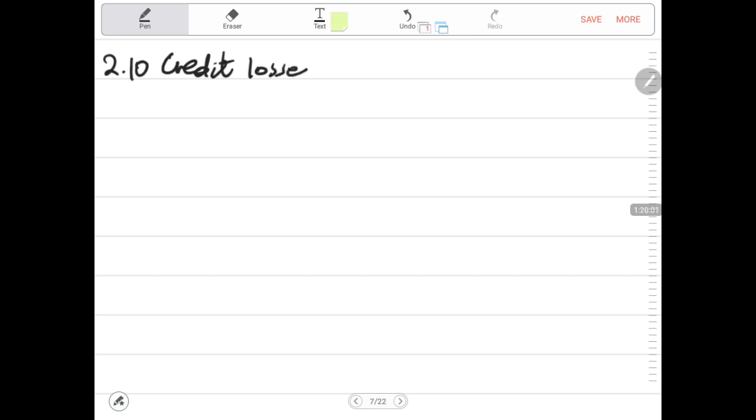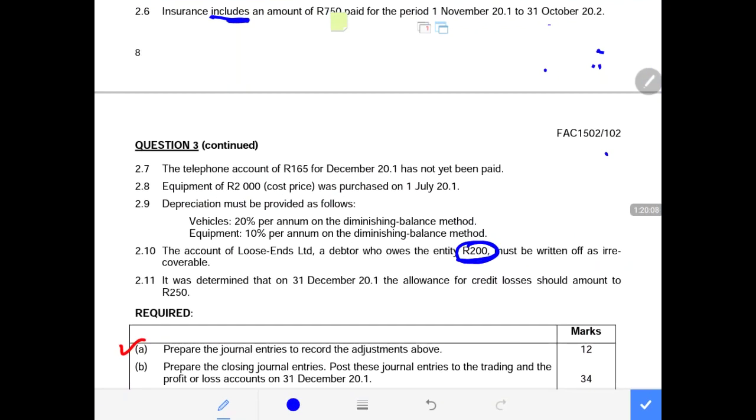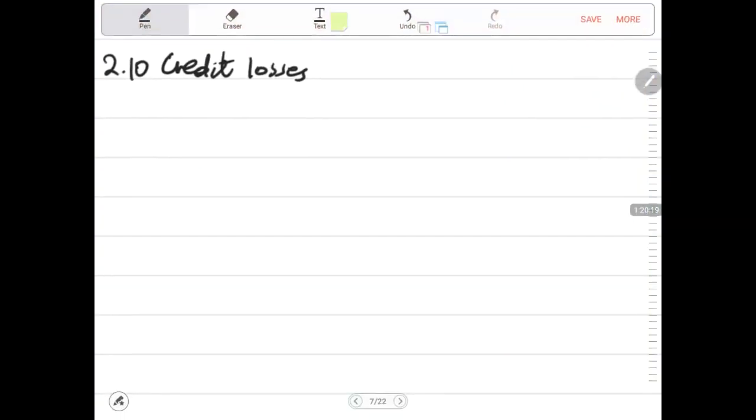Credit losses or credit loss. They do not specify it, but still a credit loss and bad debt are the same thing. Credit losses or bad debts is an amount of 200. Now this customer will no longer pay. This is an expense, and expenses go to the income statement, increasing expenses on the debit side.